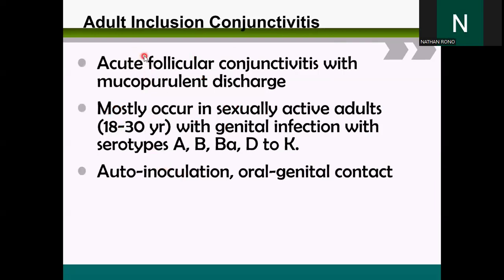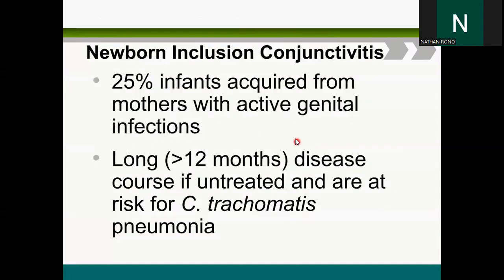Then adult inclusion conjunctivitis. So conjunctivitis, you know, is affecting the eyes. It is an acute follicular conjunctivitis with mucopurulent discharge. It mostly occurs in sexually active adults with genital infection in serotypes A, B, D to K. Autoinoculation, so this is autoinfection, and oral genital contact leads to this conjunctivitis.